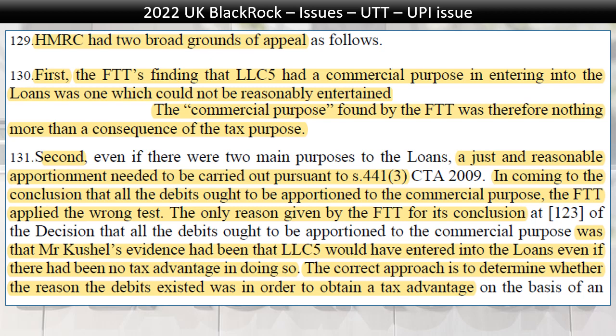The only reason given by the FTT for its conclusion was Mr. Kushel's evidence, he was a BlackRock employee in the UK, that LLC5 would have entered into the loans even if there had been no tax advantage in doing so. The correct approach is to determine whether the reason that debits existed was in order to obtain a tax advantage, right? And things are twisted a bit here, because what Mr. Kushel said is, first of all, that they had been told you need to hand all the tax benefits to your sister companies because you can't use them yourselves.